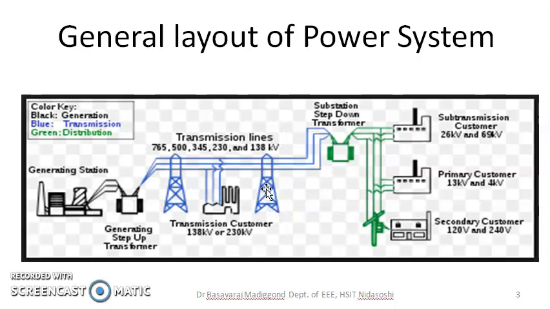Okay, this is the general layout. You have a generating station, you have a transmission system, you have a distribution system. This is the general layout.